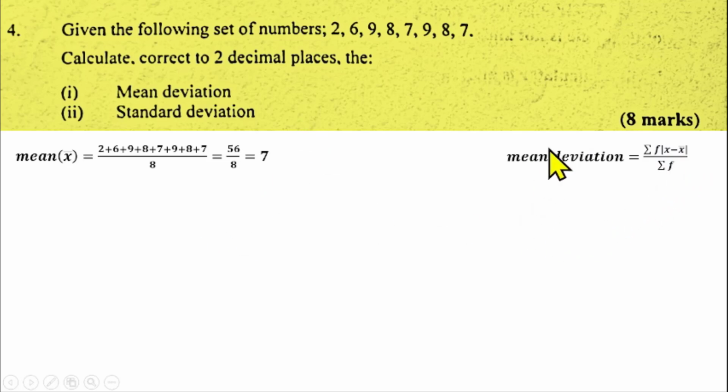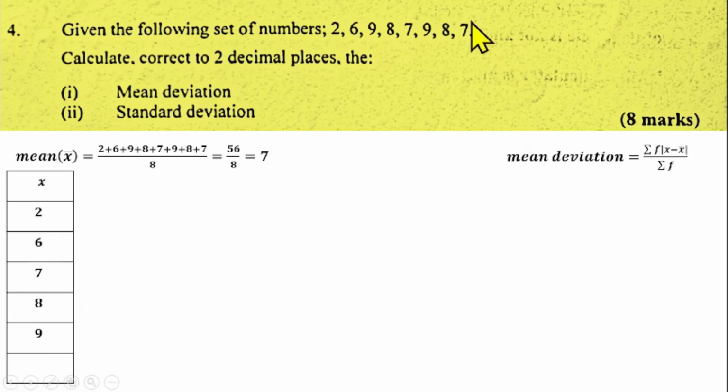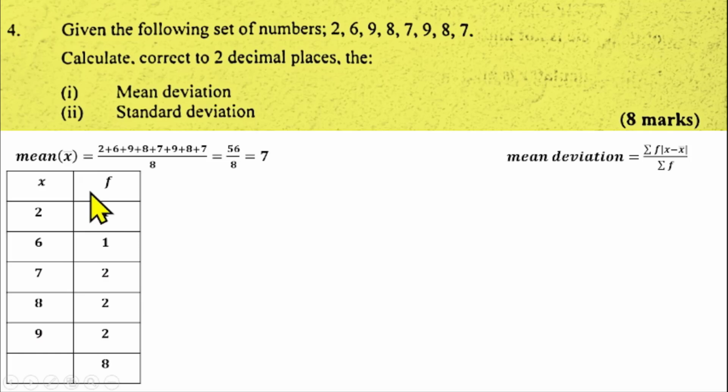Now if you compute the table, okay, these are the values of our x, the data given to us. So we have 2, 6, 7, 8, 9. Then we have the frequency, which tells us the number of times these data appear. So 2 appears once, 6 appears once as well. Then 7, we have 2 sevens here, 1 and 2. 8 appears twice as well. Then 9 also appears twice. That's what gave us the frequency in this formula, and the sum of the frequency is 8.